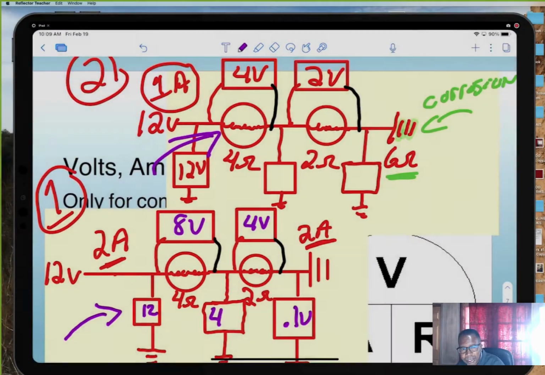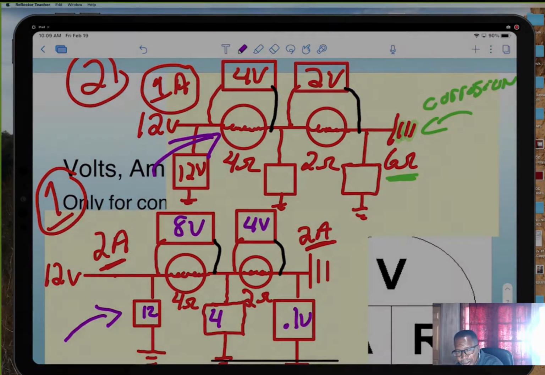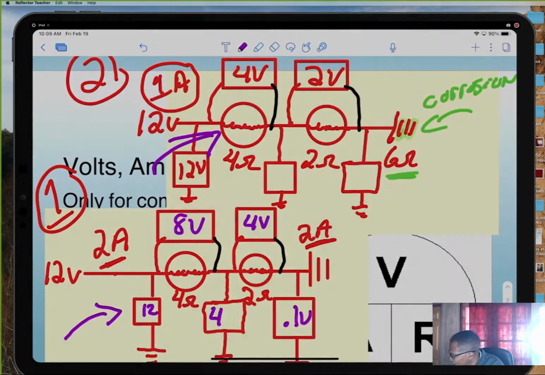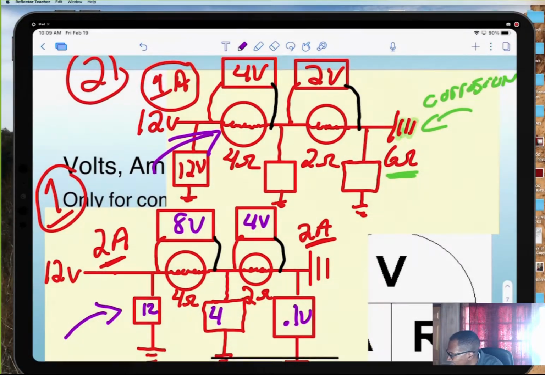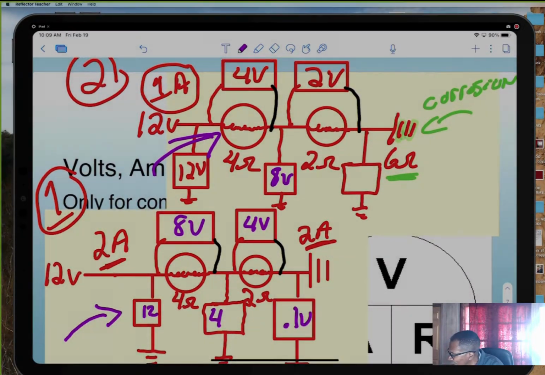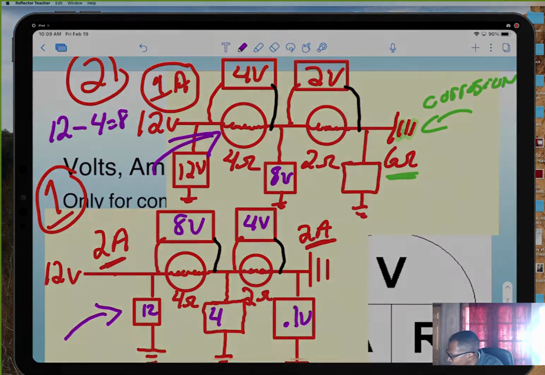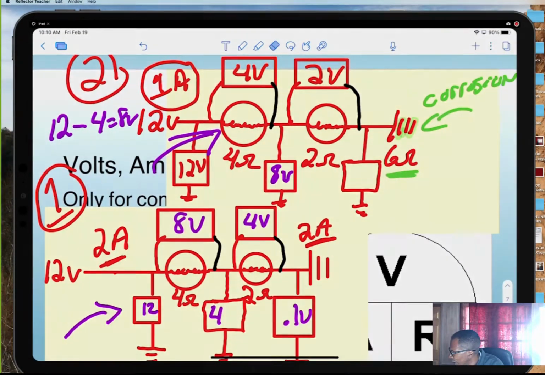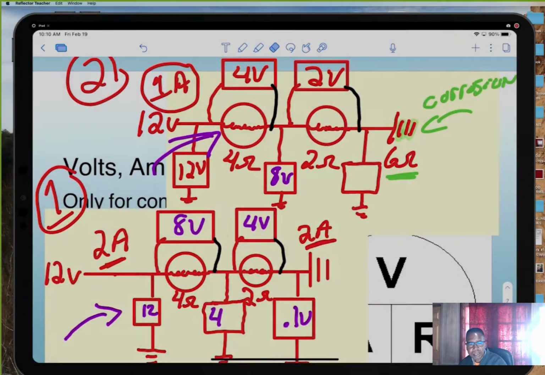So we got 12 volts going into the first light, right? But now it's only using up 4. So what's coming out? In this box right here. What's coming out in this box here? No, you got 12 going in. 8. There you go. 8 coming out. So 12 went in, minus 4, 8 is coming out.